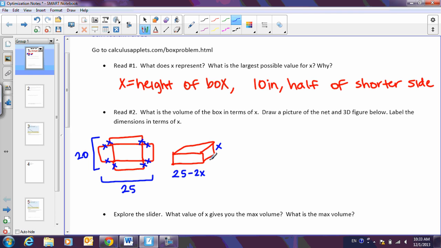So what would be the other one? It would be 20 minus 2x. So the volume of the box in terms of x would be x, and then it doesn't matter which one you put first or second.